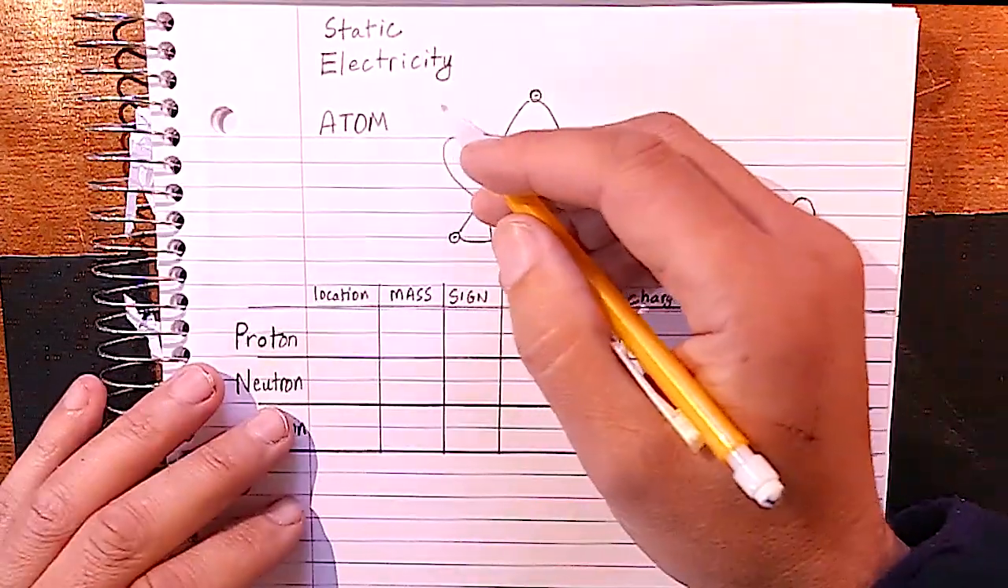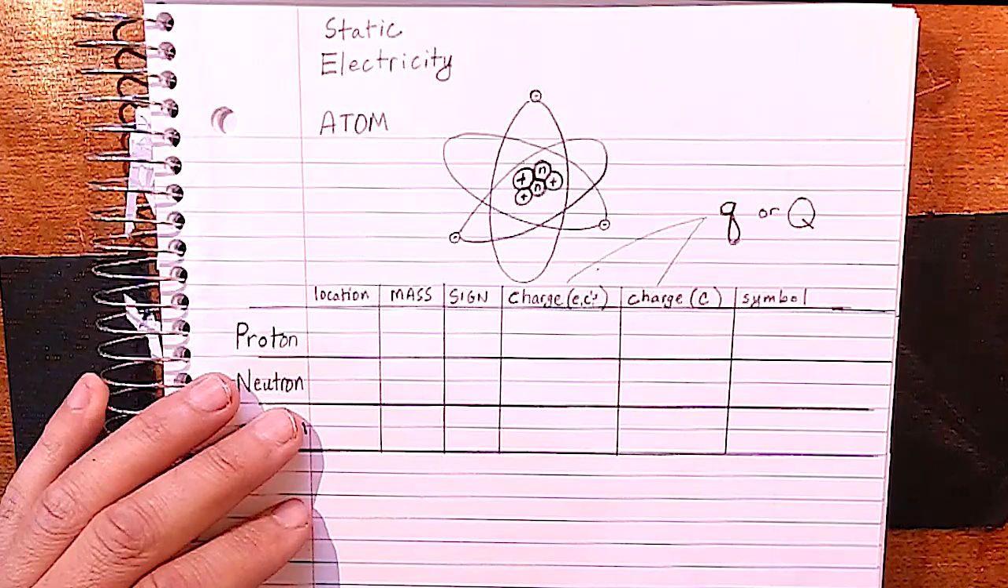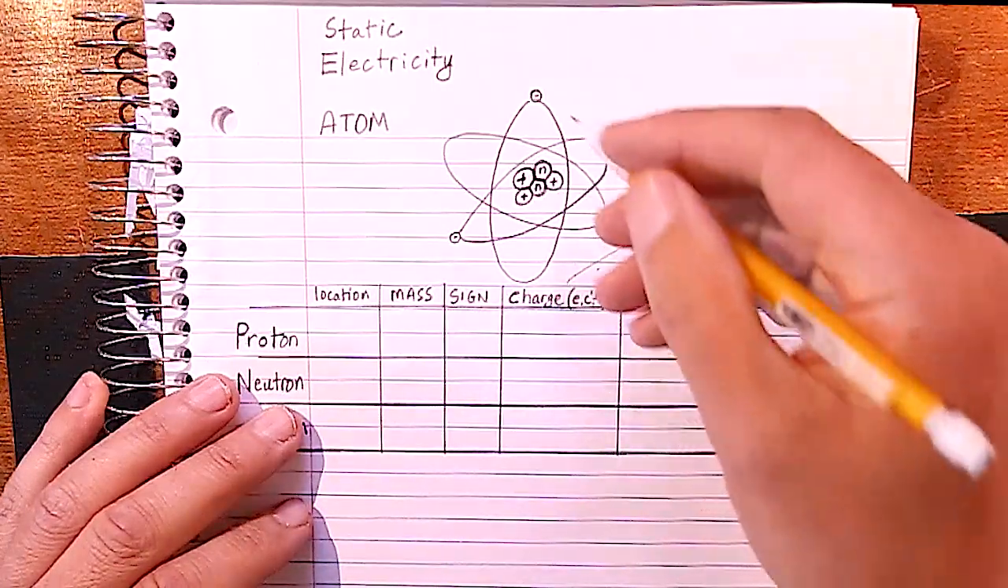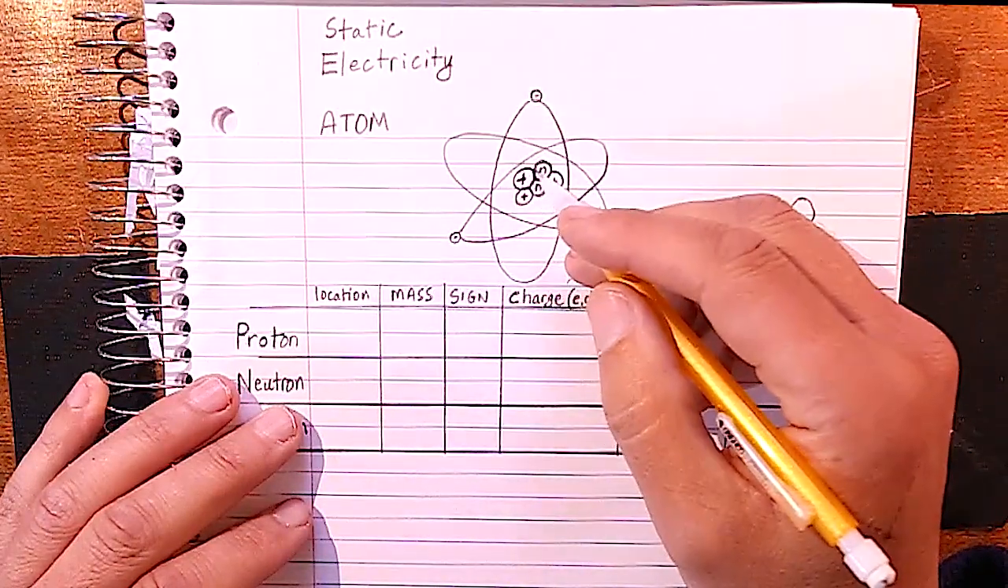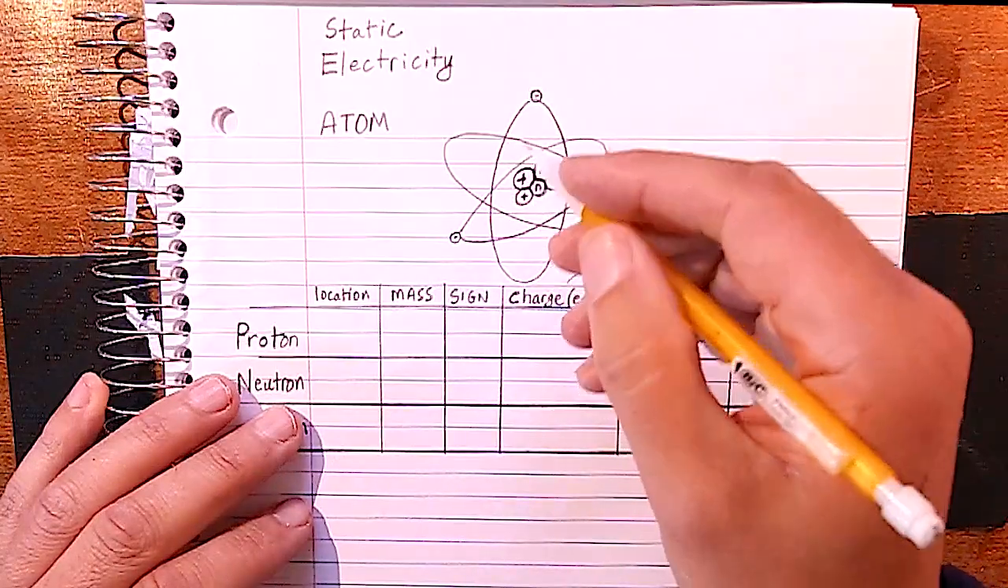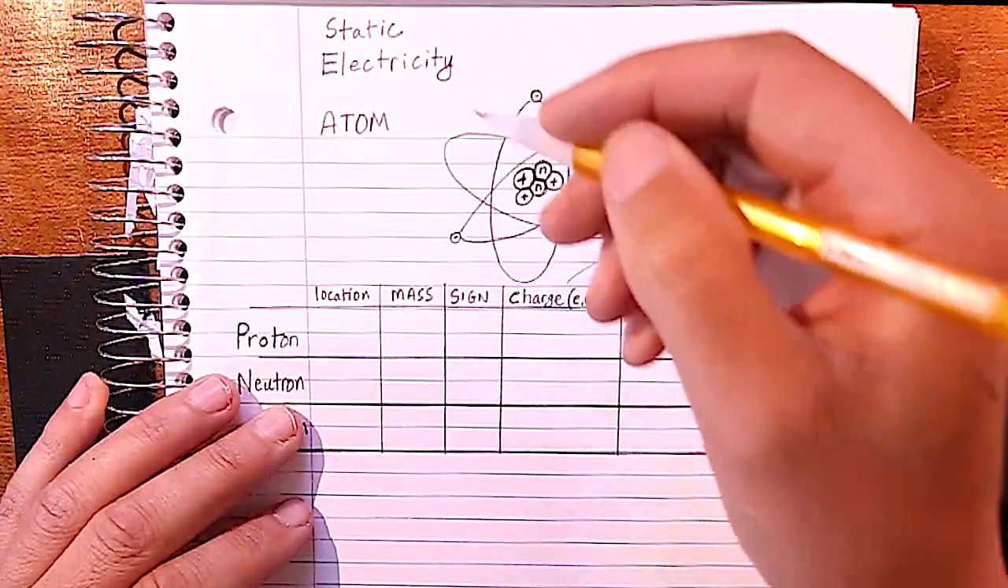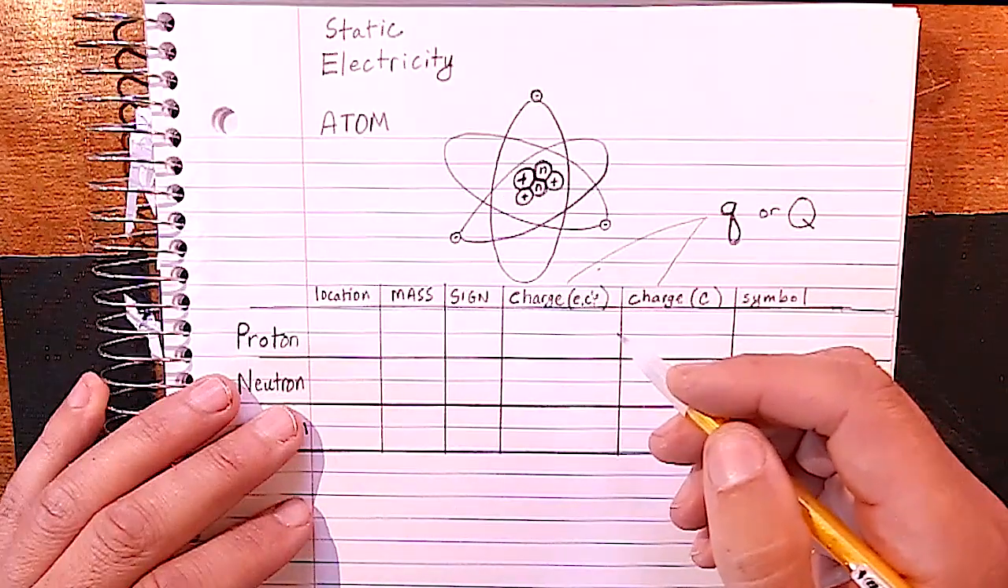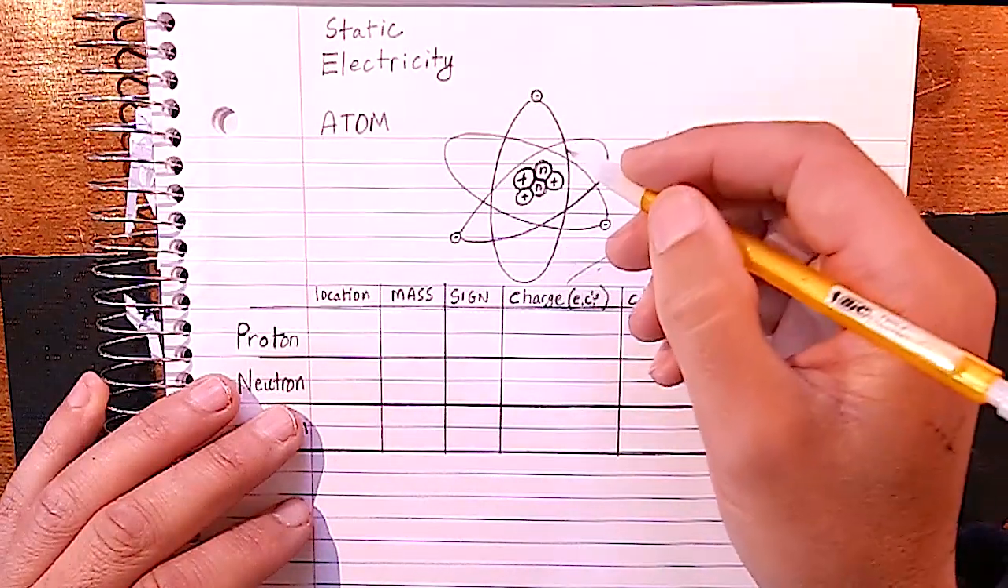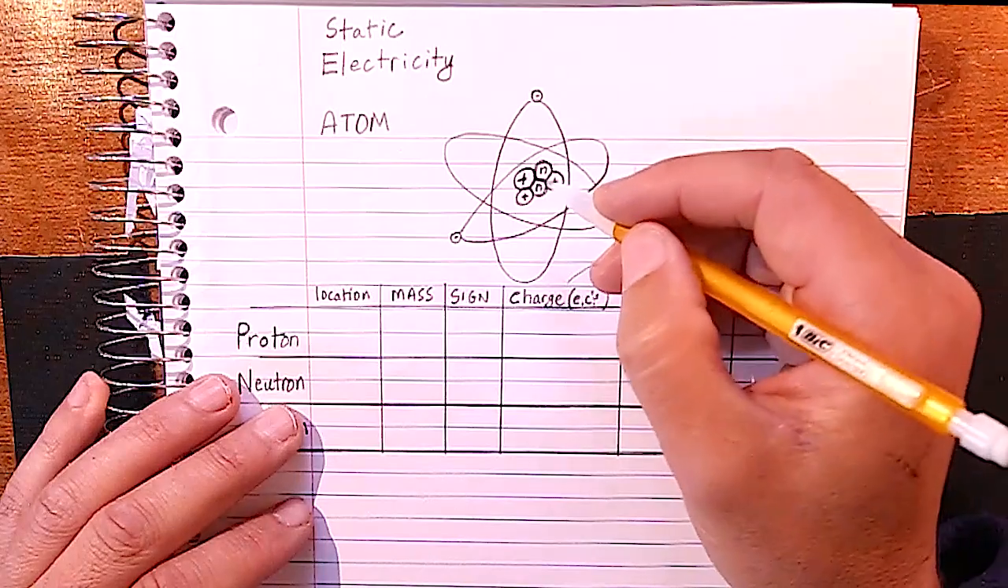So to talk about electricity, the first thing that we have to understand are the details of the atom, because it's the atom and the particles in the atom that give us static electricity. So you know this from chemistry, but we need to review it just to make sure you know it.